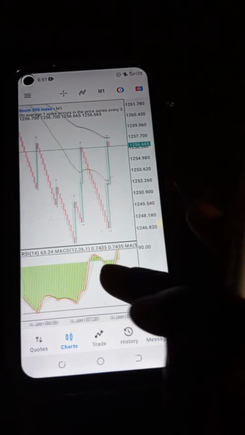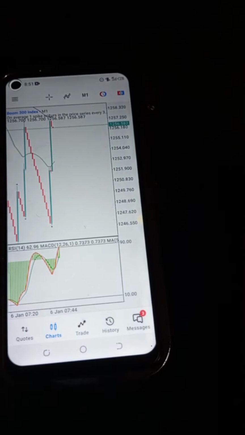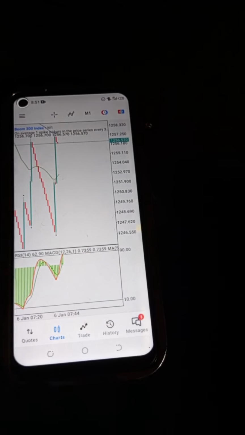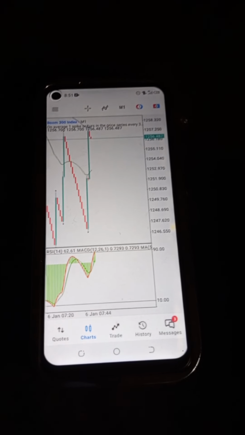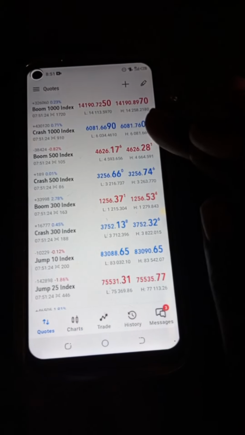So guys, as you can see, it's still going up. Still going up, guys. So if you don't have patience now, you will lose your capital. And I am out with my gain because I am not greedy.